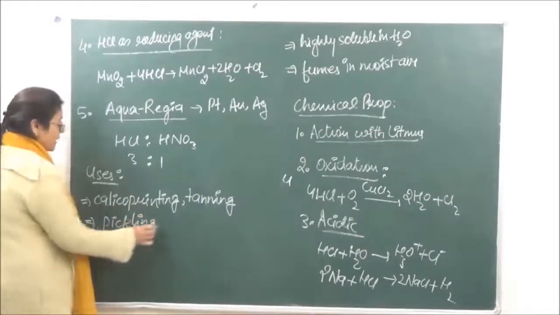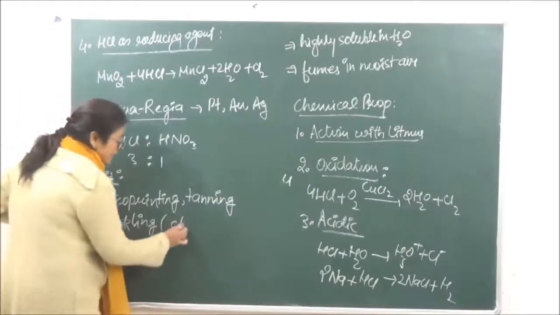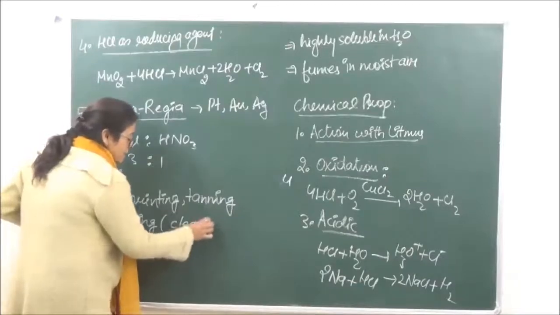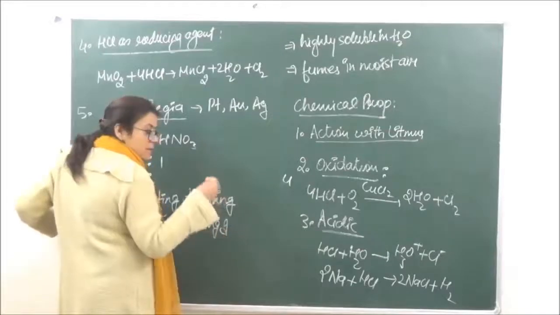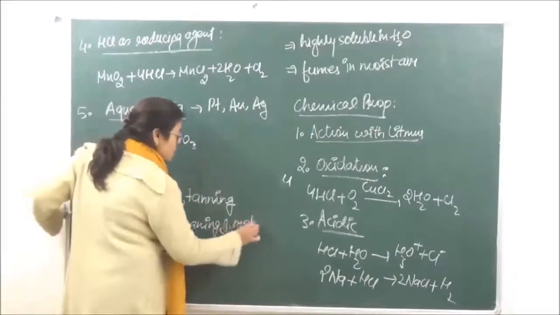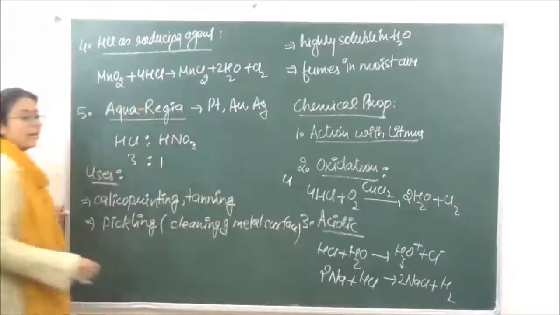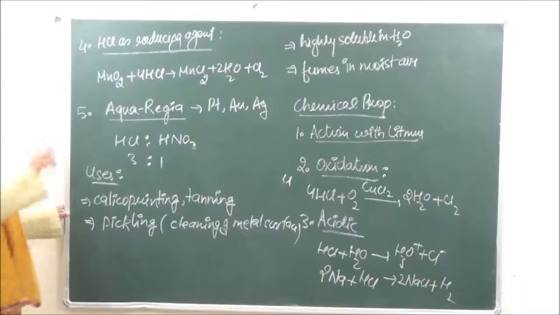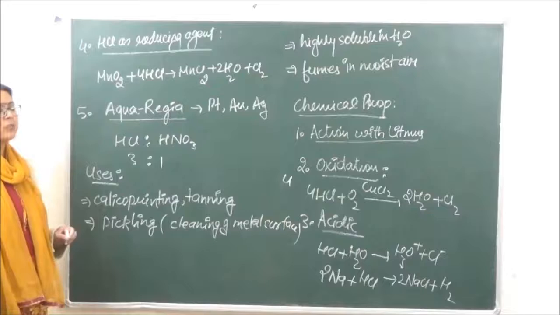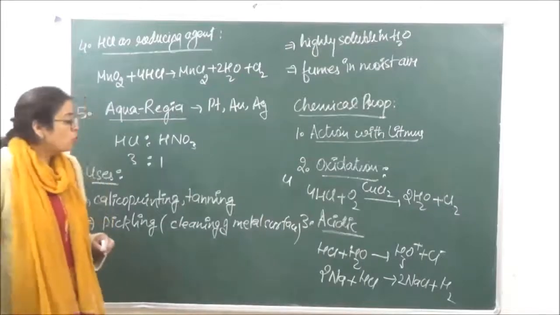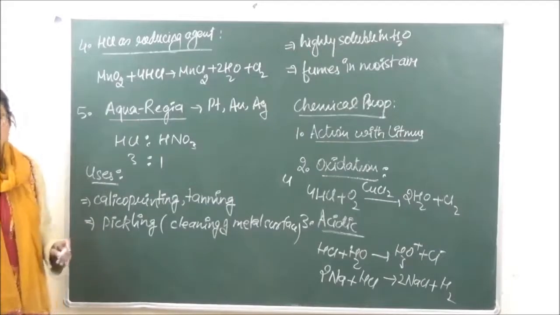What is pickling? Pickling is the cleaning of the metal surface before electroplating या electro refining. इसको क्लीन कर रहे हैं हम metal surface. So this is what pickling is. Okay, before making the metal undergo electroplating, it has to be clear from impurities. तो उसको क्लीन करने के लिए हम लोग ये मेथड यूज करते हैं, which is pickling.